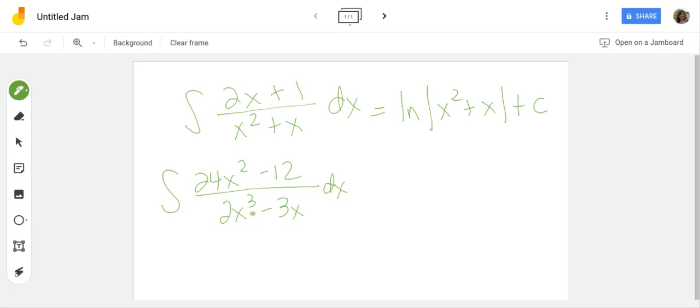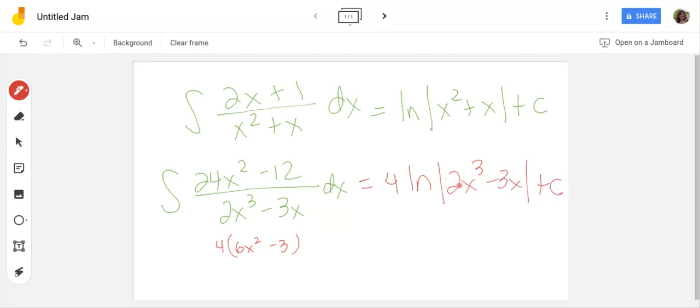All right, so take, for instance, this one. The derivative of my denominator here is going to be 6x squared. So let me change the color because I'm thinking about this. The derivative down here is 6x squared minus 3. That's the derivative of this denominator. Well, I notice up here I have 24x squared minus 12. Well, that's just this times 4. So that means I have 4 times as much as I need. So my answer is 4 times the natural log of the absolute value of 2x cubed minus 3x plus c.